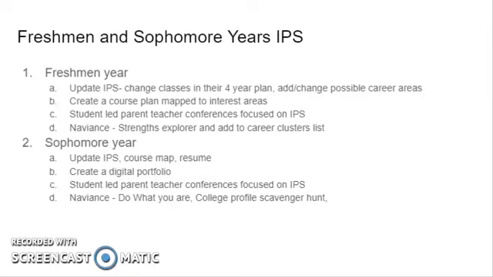So freshman and sophomore years, what does the IPS look like? The freshman year, the student works on updating the IPS. They've started doing this in middle school, and so they may change classes in their 4-year plan. They may add and change possible career areas. They create a course plan mapped to interest areas. The parent-teacher conferences are both student-led and then focused on this IPS process. And then the Naviance components, I'll explain in a little bit. It includes the Strengths Explorer and adding to the career clusters list.